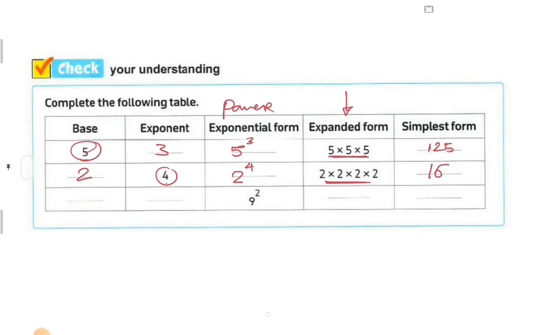The simplest form or the product: 2 by 2 equals 4, 4 by 2 equals 8, 8 by 2 equals 16. Last one, what is the base? What's the exponent? I don't know, but I know the exponential form. We have here 9 as the base and 2 as the exponent or power. The expanded form is to repeat 9 2 times. The product or simplest form is 81.